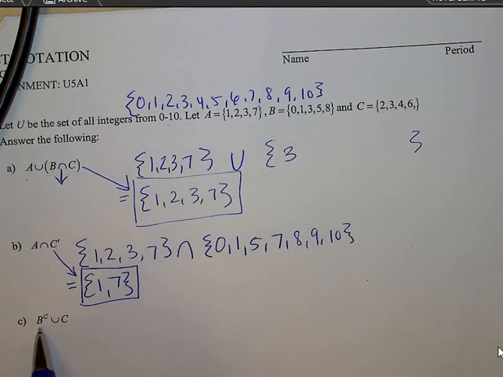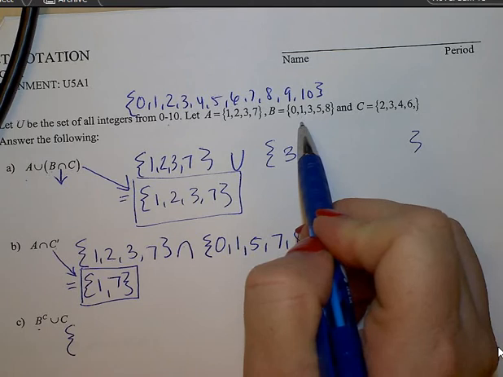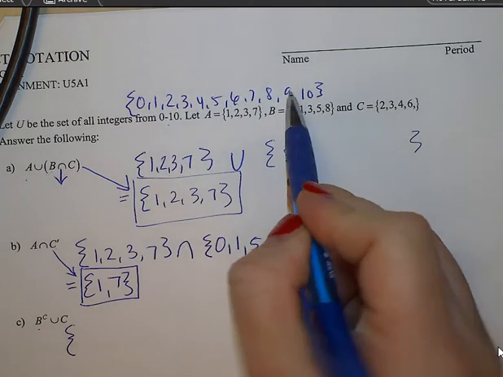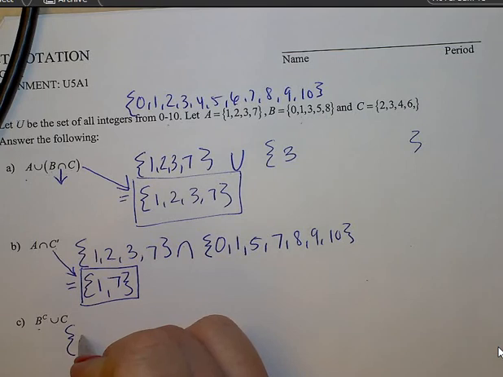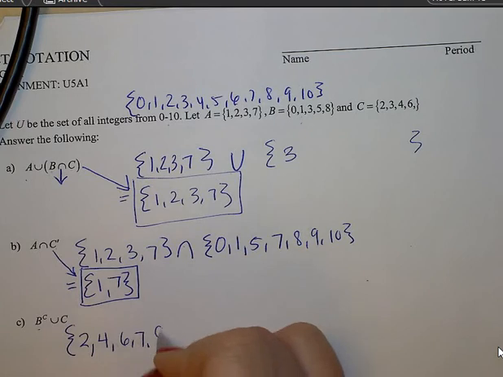What is the complement of B? So again, this is B. Let's look at the universal set and take out 0, 1, 3, 5, and 8. That would leave you with 2, 4, 6, 7, 9, and 10.